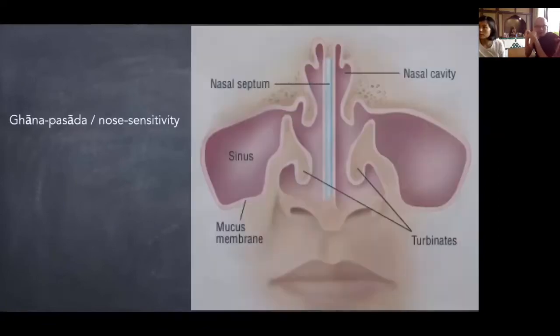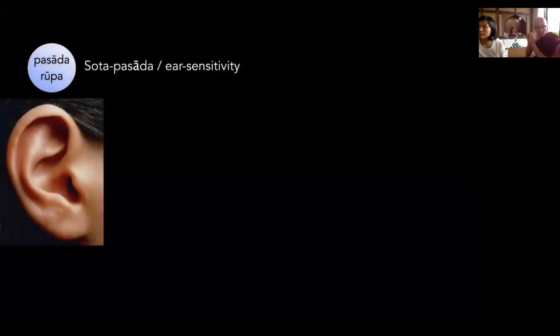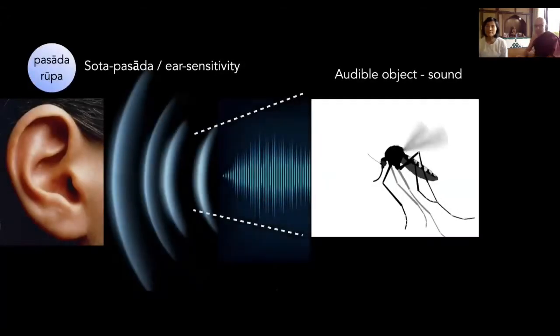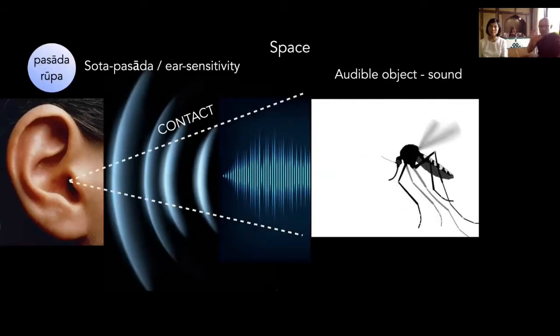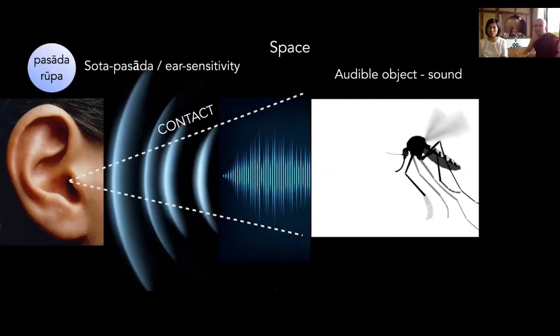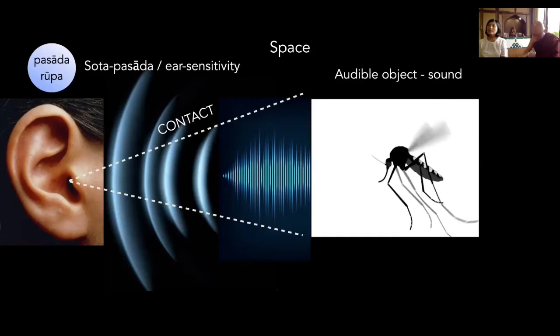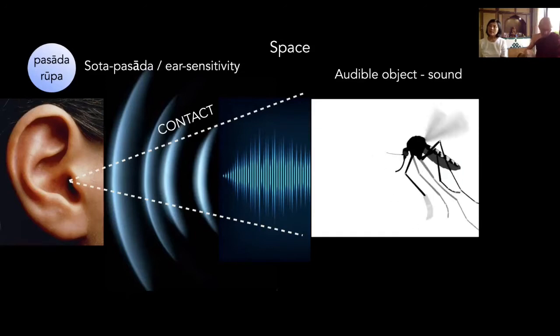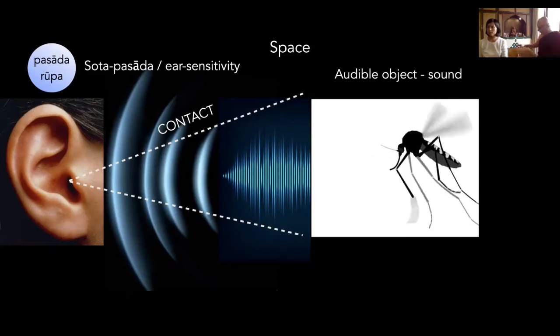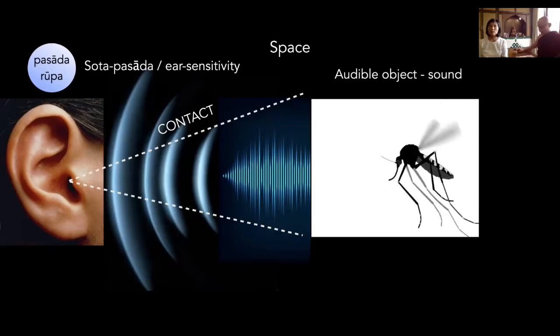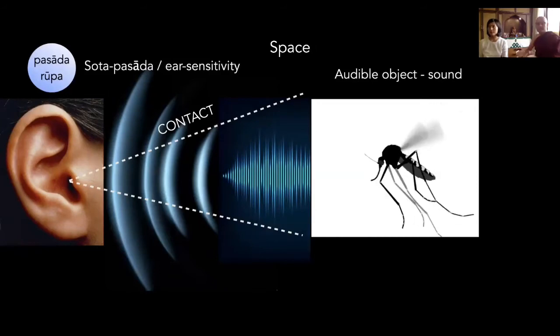The physical object and the sensitive matter in our bodies come together, and that is what gives birth to consciousness. In this case, sota vijnana, ear consciousness. Okay, so that's about the sota pasada and its pair, sound, the audible object, which is sound itself. Sound is also a material property.